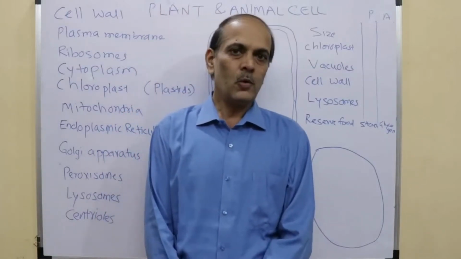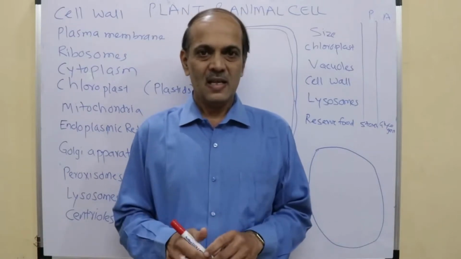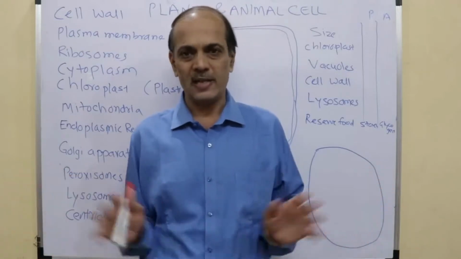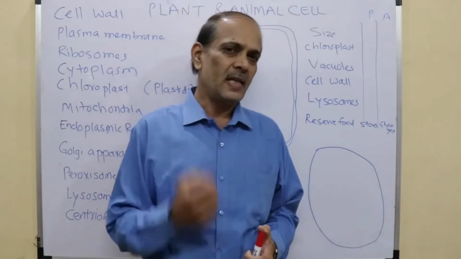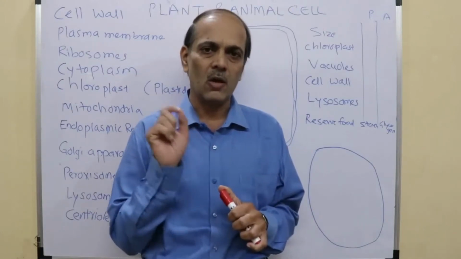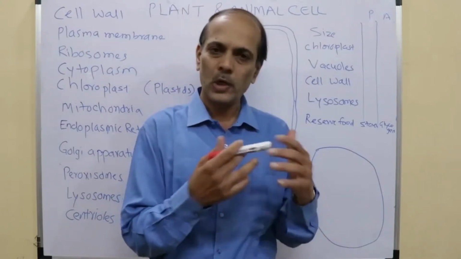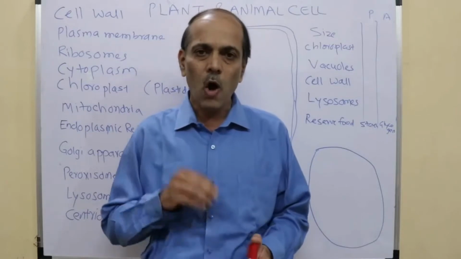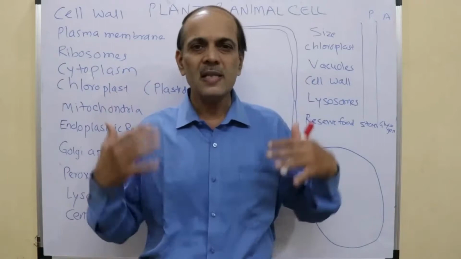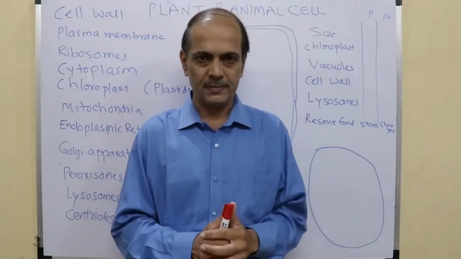Today we will talk about plant and animal cells. We know the cell is the basic functional unit of any organism. Very tiny organisms are single-celled organisms. We all, whether plants, animals, or whatever you see around you, are multicellular organisms. That means there are billions and trillions of cells which work in a specific coordinated manner.